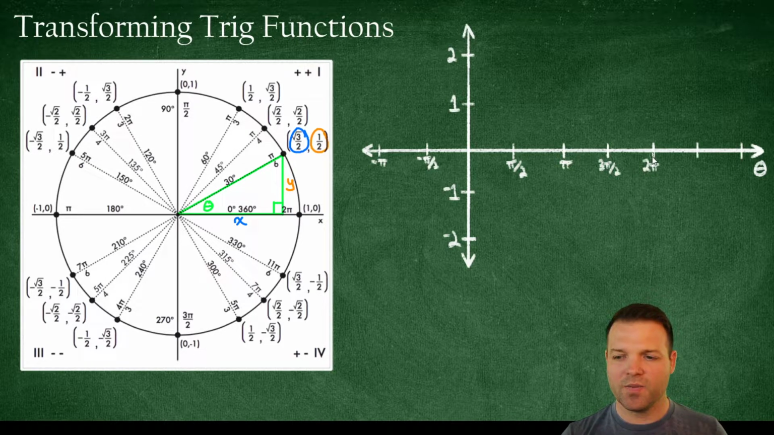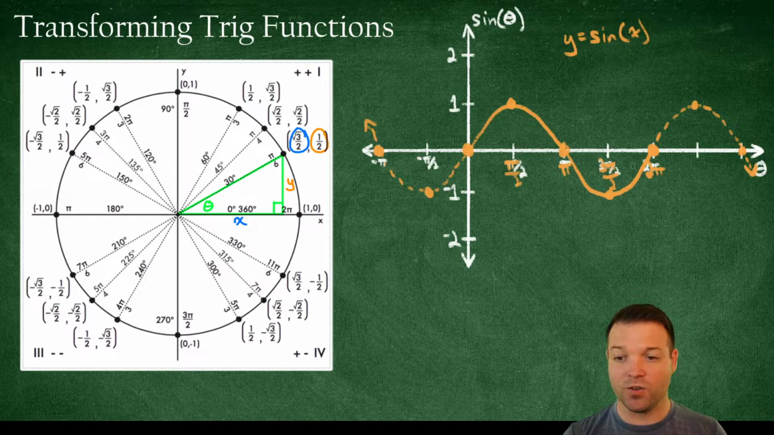So in the last episode, we learned how to graph the parent function of y is equal to the sine of x. And then we also graphed the parent function of y is equal to cosine x and also the parent function of the tangent of x. Okay, so this here in orange is y is equal to the sine of x.